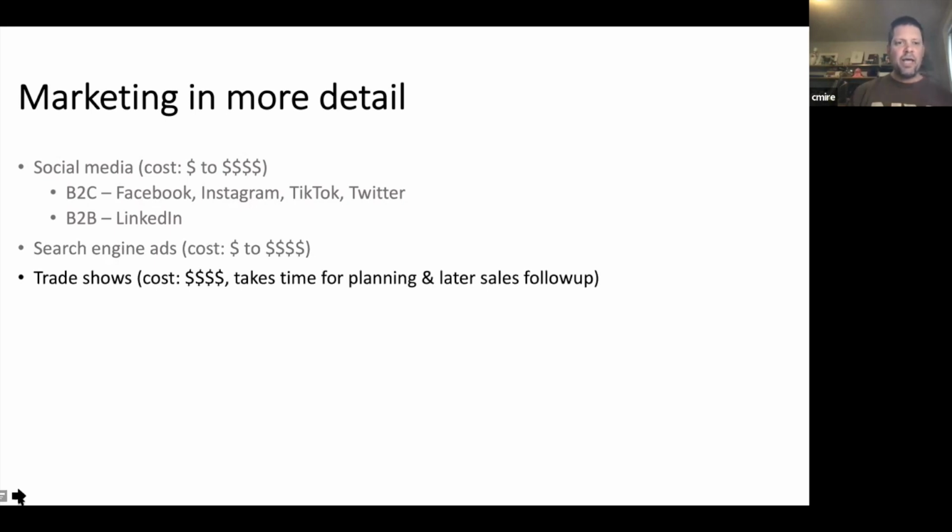Okay, trade shows. These cost a ton of money and they take a lot of time for planning. And then you have to have a proper process for later sales follow-up. You don't want to put all this investment into a trade show and then you get back to the office and you are just wiped out and you've got a ton of emails in your inbox and you've got this big stack of business cards from the trade show, and it takes you like 6 months to get through all of them and follow up with people. You're going to lose the value of what you invested in that trade show if you do that. So you really have to turn around those conversations very quickly.